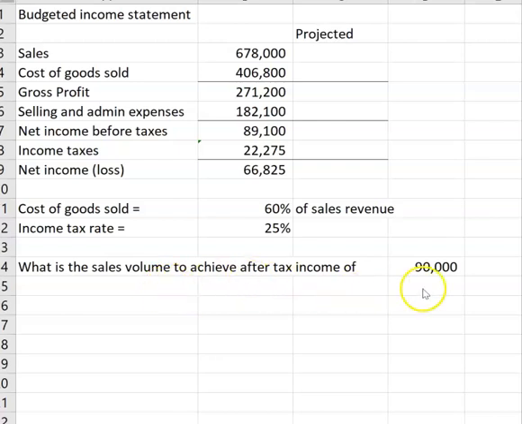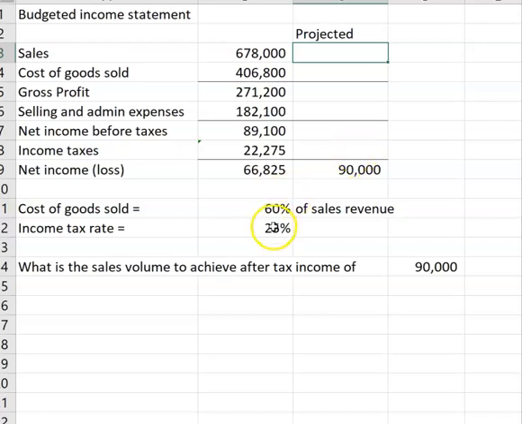So we want to know, what is the sales volume to achieve after-tax income of $90,000? Okay. And so we did do target income in a previous chapter, but we didn't take into account the tax rate. So I'm going to show you a way you can just kind of work your way up to get our projected sales revenue that we would need to generate our after-tax income that we want.